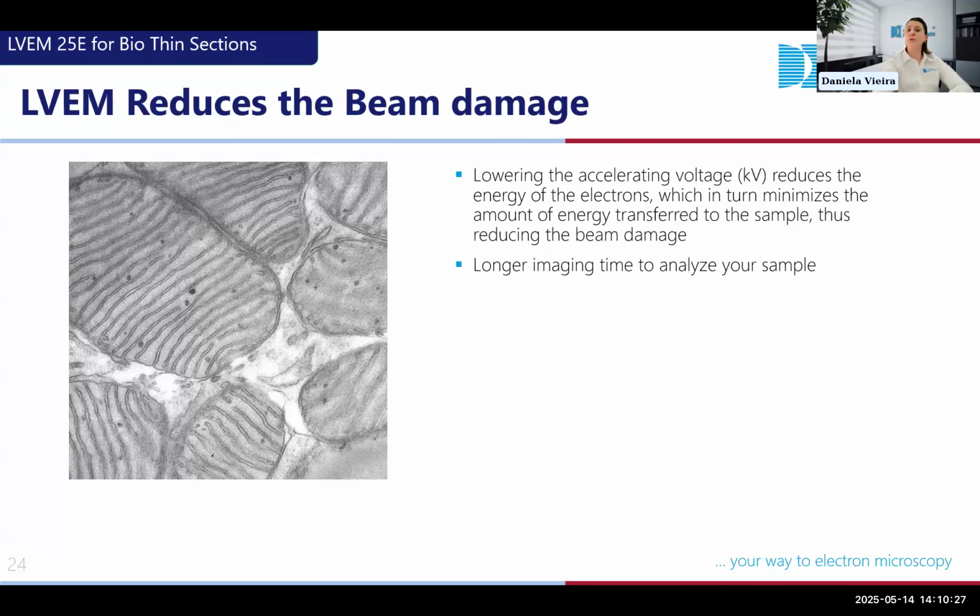So LVEM reduces the beam damage. By lowering the accelerating voltage, we reduce the energy of the electrons, and it can minimize the amount of energy transferred to your sample, thus reducing the beam damage. Another advantage is that you can stay longer imaging your samples; there's no need to rush through the samples to avoid damaging them.